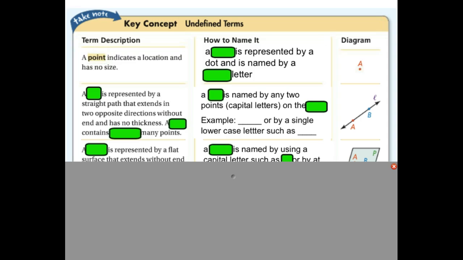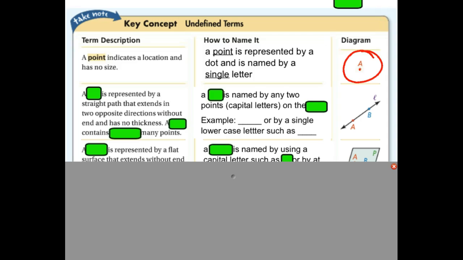The first one is a point. A point in geometry indicates a location and it has no size. No matter how large you draw it, it has no size. It's just talking about a specific place. A point is represented by a dot and it is named by a single letter. So you have an example over here on the right. This is how you would name a point. You put a little dot and you'd put a letter above it.